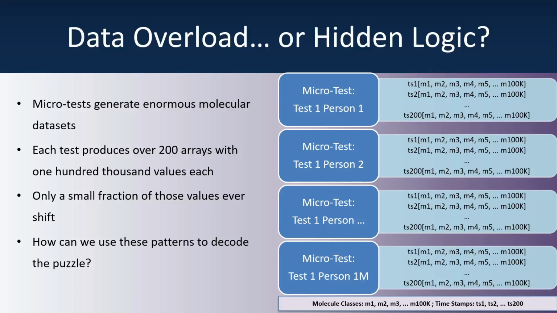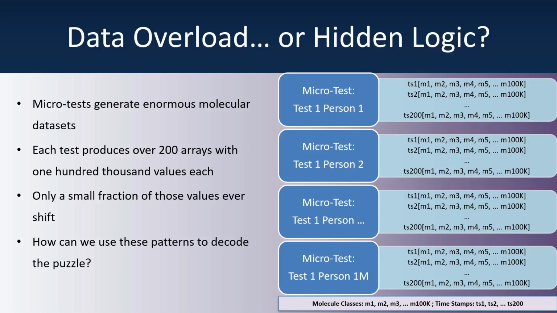Data overload or hidden logic. In the last video, we finally solved the problem of seeing the gene network. With molecular sensors and micro-testing, we can nudge a single controller in a million people and watch the body release its tiny chemical signals in real time.